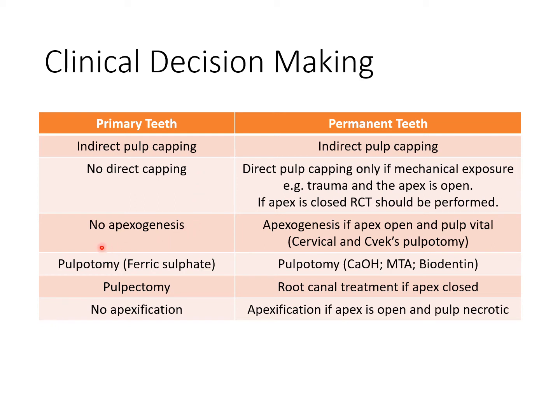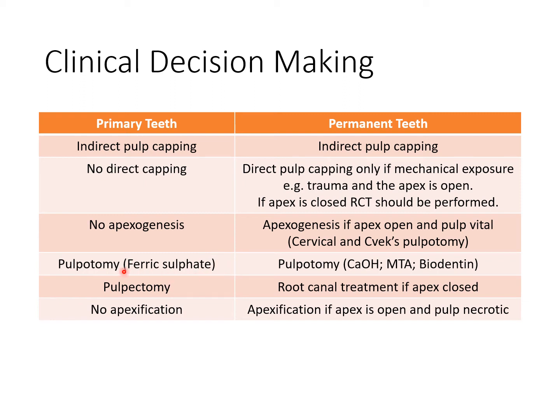Then in primary teeth, you don't do apexogenesis. I repeat, in primary teeth, you don't do apexogenesis. But in permanent teeth, you can do apexogenesis, especially if the apex is open and the pulp is vital. This is the only criteria for apexogenesis. Otherwise, you cannot do apexogenesis. And this is how you do cervical pulpotomy. This you will learn in the next lecture. Then you can perform pulpotomy in primary teeth only by using ferric sulfate or laser, but not by formocresol anymore.